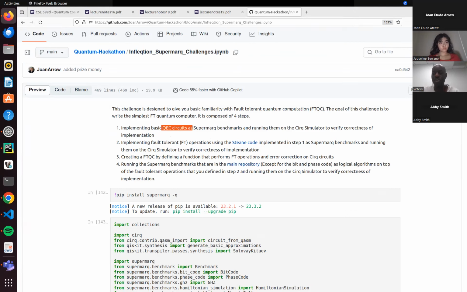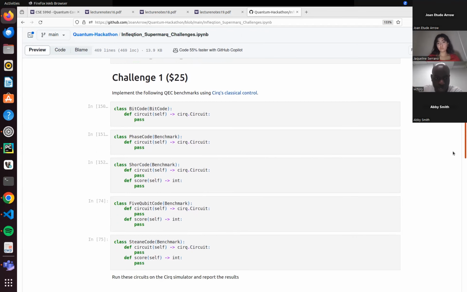So the basic ones are, we just went through the bit flip code. There's the phase code, and after that you can just implement the Steane code. I think I put the Shor code here, but you don't need it. Let me confirm that I put the Shor code. So I'm going to delete this because you don't need this to get your thing done. These two are just to get the general gist of what error correction is, and they're not needed for the challenge. So I'll delete both of these so you can just implement the Steane code.